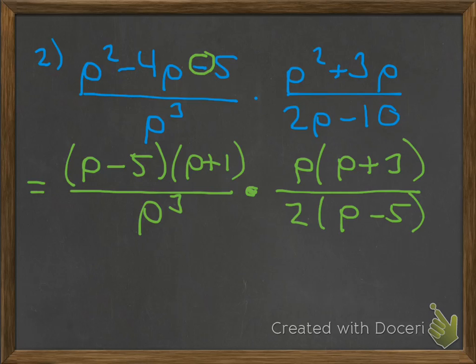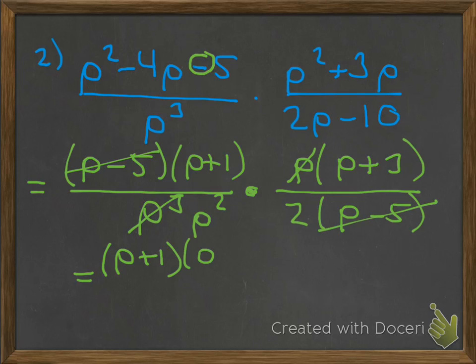It'd be very cruel if I gave you a problem where things didn't cancel in some way, shape, or form. And they do here. P minus 5, very nice. And also p and p cubed. That will leave p squared in the denominator. So now this problem simplifies as p plus 1, p plus 3, over 2p squared.